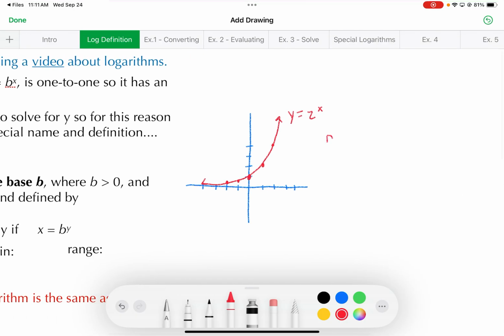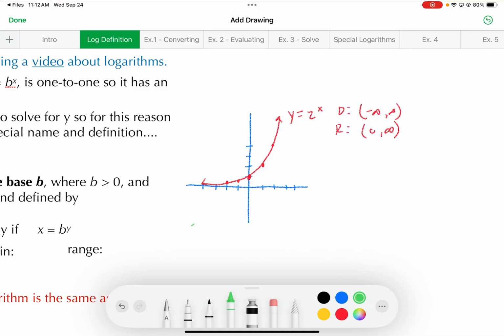What is its domain? Domain is all reals. What is its range? Everything greater than 0, not including 0, right? Because we have an asymptote here. Okay, there's an asymptote at the x-axis. So we'll say 0, non-inclusive, to infinity.